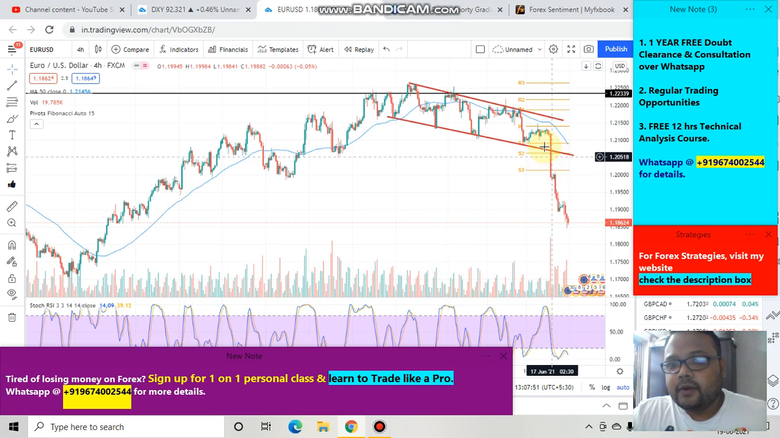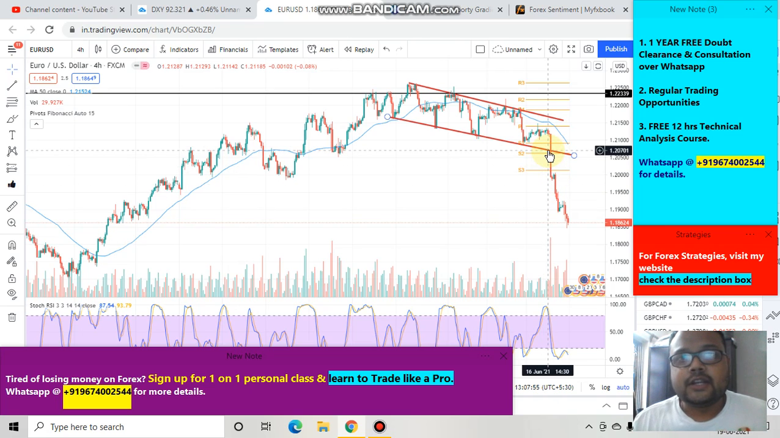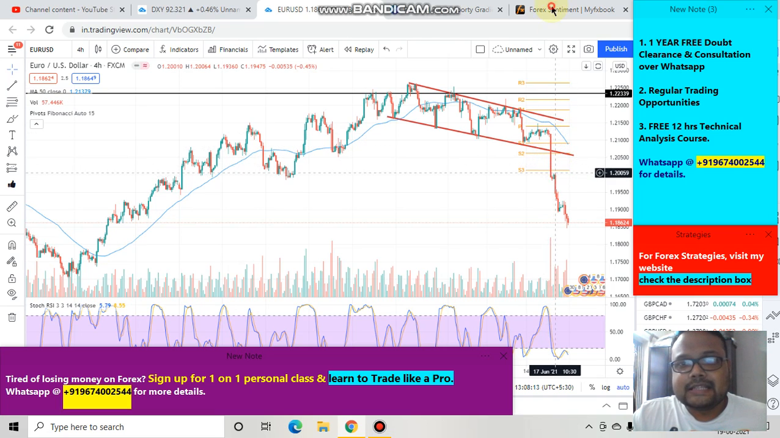many of us, whenever we see red candles like this, or we see heavy selling pressure like this, think that the market has reached the bottom and it is the right opportunity to go for a buy order, and that is the main culprit. That is the main reason we lose money. When the market fell sharply, retail traders started buying at this particular price level.